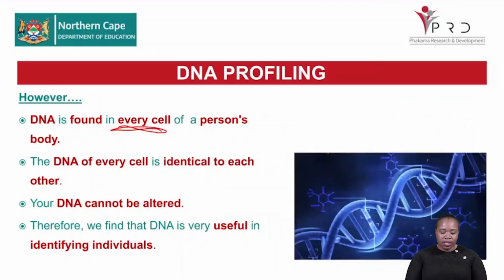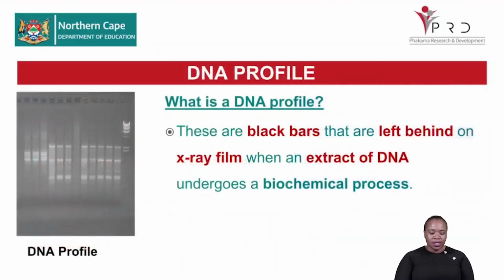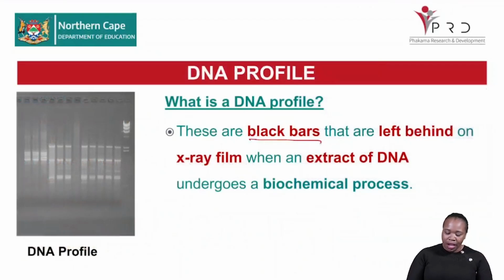So DNA cannot be changed, right? So we find that DNA is useful in identifying individuals. Actually, we can identify individuals in ways that would not be possible with fingerprints, right? Now, this DNA profile, as we can see here, these are the black bars that are left behind on an X-ray film when we extract DNA from an individual, and then that DNA is going to undergo some biochemical process.